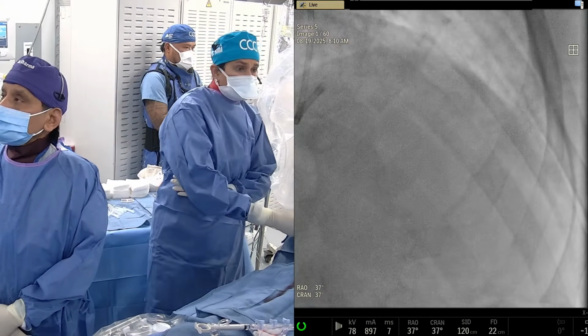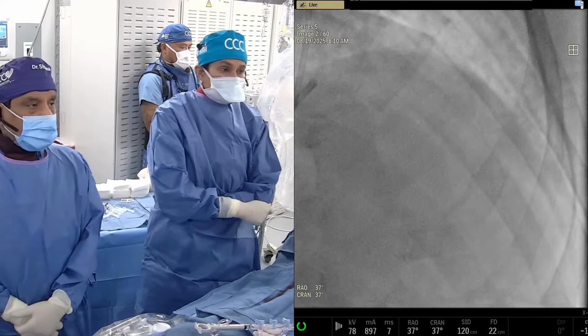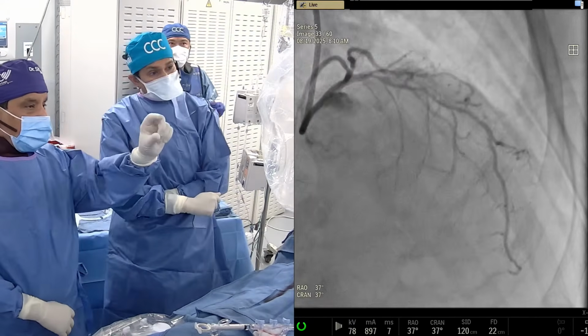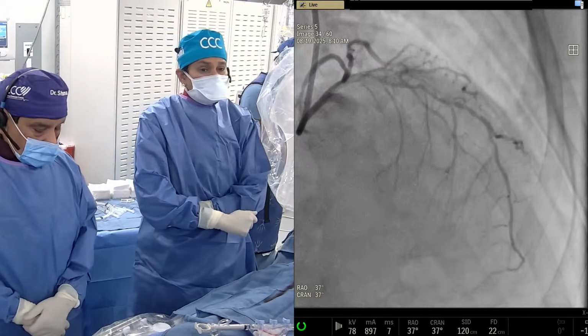Diffuse LAD disease. And the diagonal size is, what size is the diagonal, you think? You want to take a little better view of the diagonal? There is ostial disease of the diagonal. 2.75, French, 2.5.